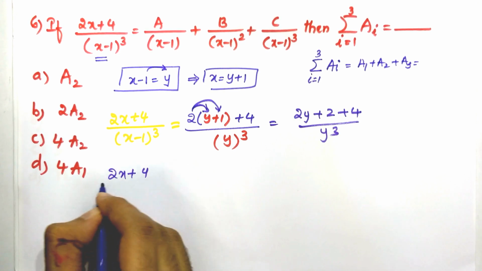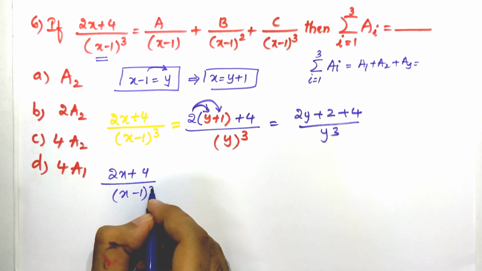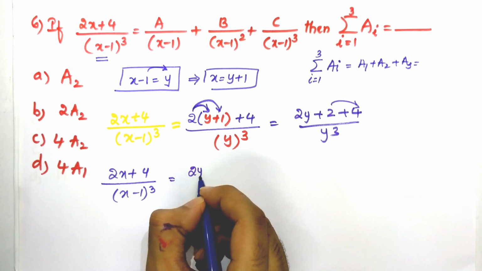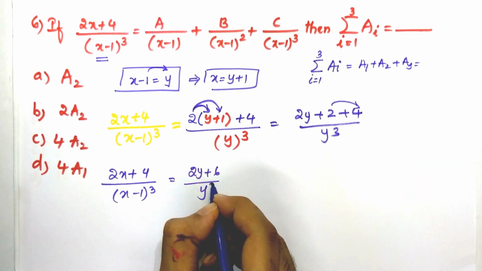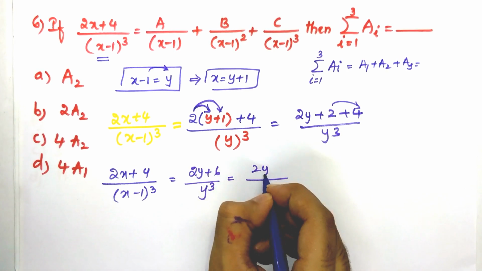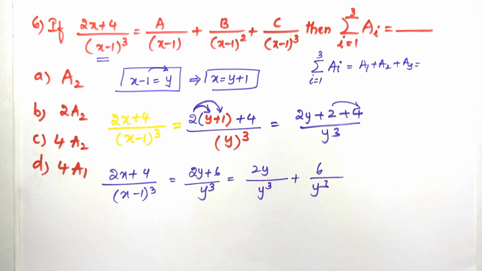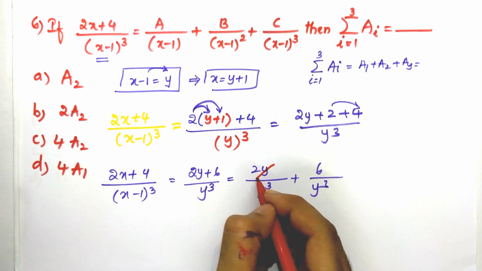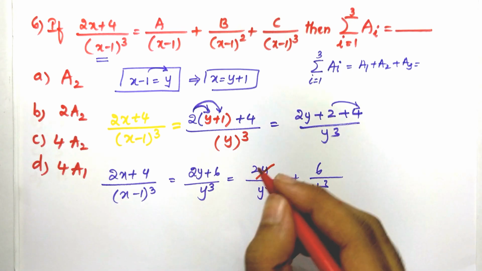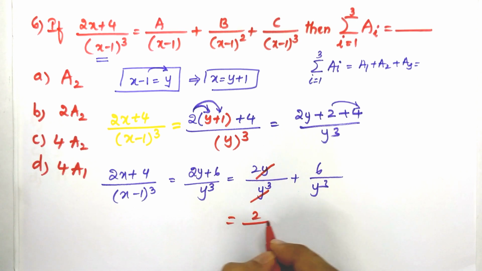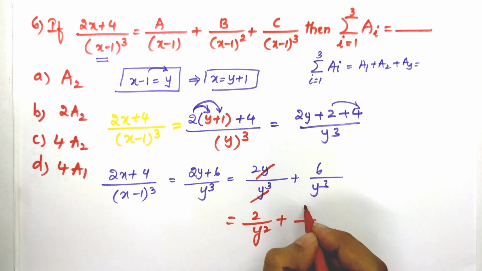So 2x plus 4 by x minus 1 whole cube is equal to, this 2 plus 4 is 6, so 2y plus 6 by y cube. So this can be written as 2y by y cube plus 6 by y cube. In examination you can skip some of the steps. For the sake of explanation, I will be writing all the steps. You can directly write these steps. So y and y cancel. So what is left? 2 by y square plus 6 by y cube.